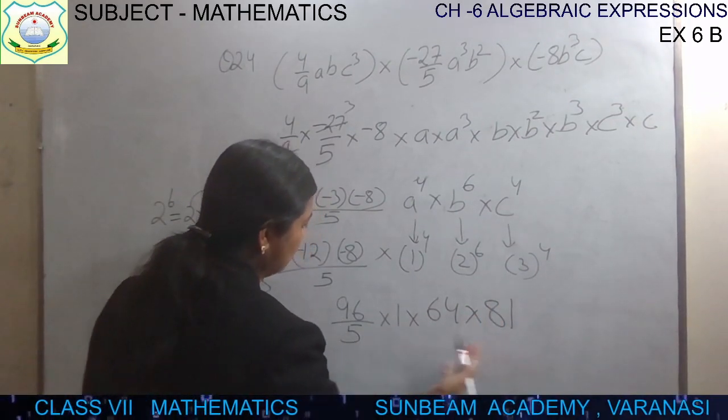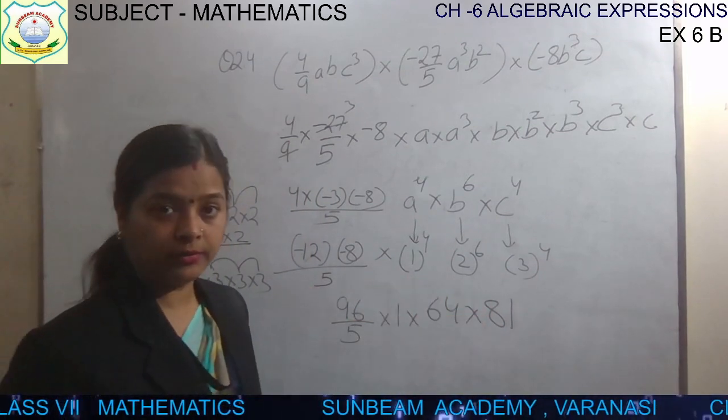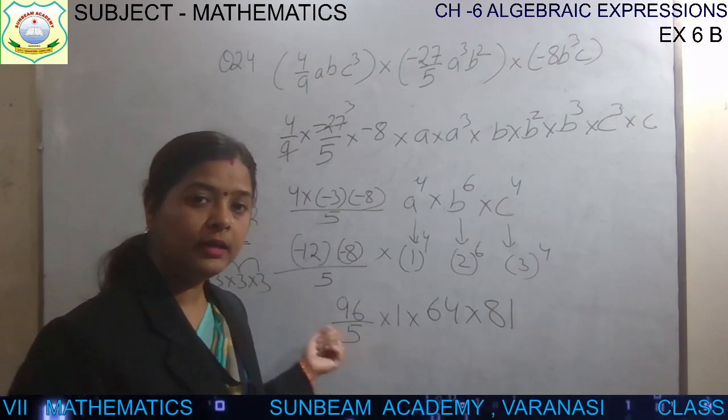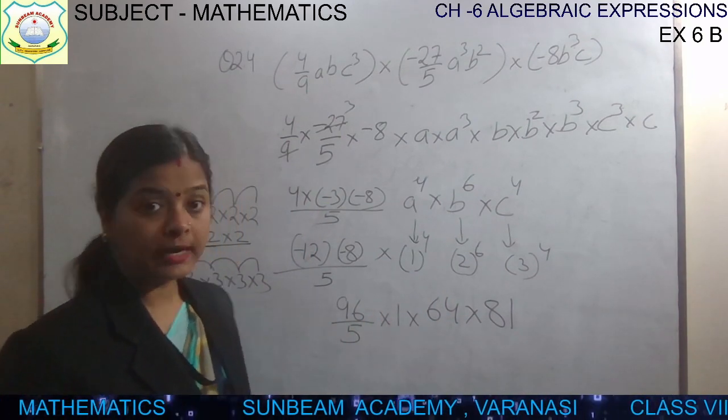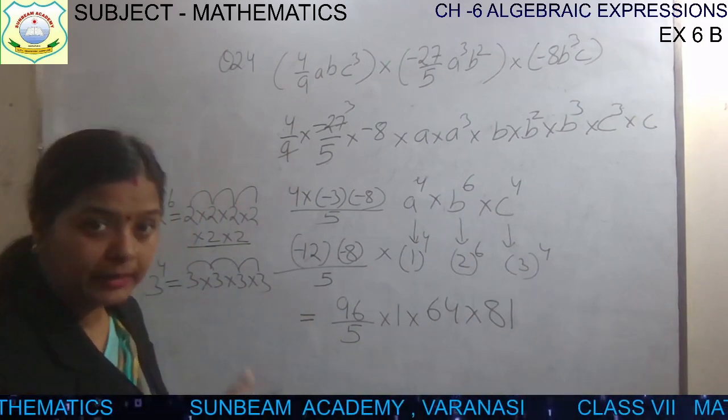Now then also it can't be simplified. 5 is there. No number is simplifying in the numerator. So what we will do, we will multiply the numerator with the numerator and the denominator will be 5. That will be the final answer. You will multiply it, children.